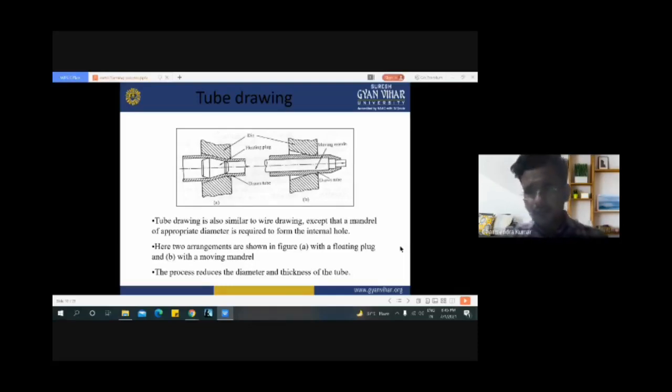In the wire drawing process, we have seen that we use a die only with the diameter as per our required diameter of the wire. But in the tube drawing process, we use a hollow die for producing an internal hole in the pipes. Here are the two arrangements you are seeing in the slide. One is the floating plug, and the second one is the moving mandrel. This process is also used for reducing the diameter and thickness of the tube.